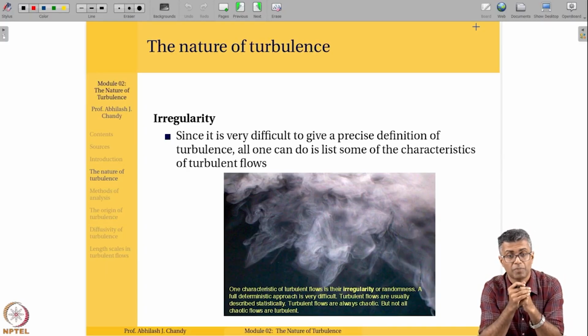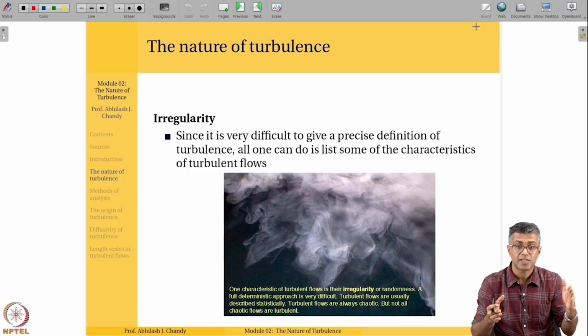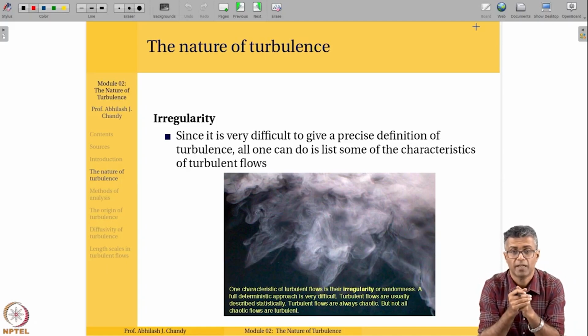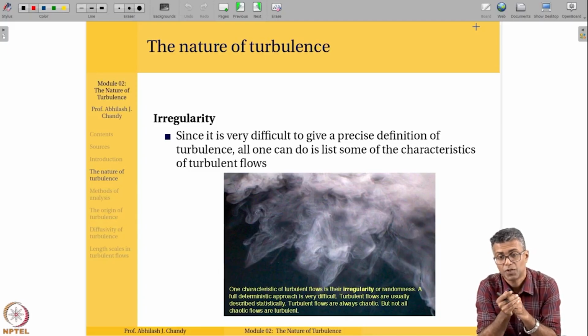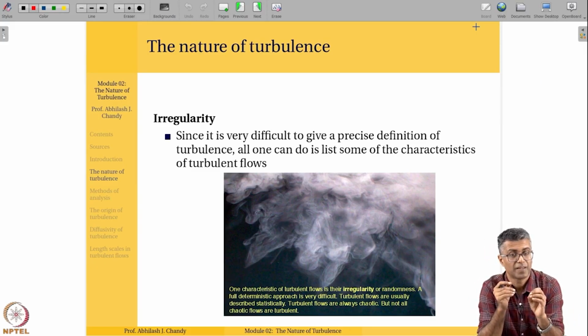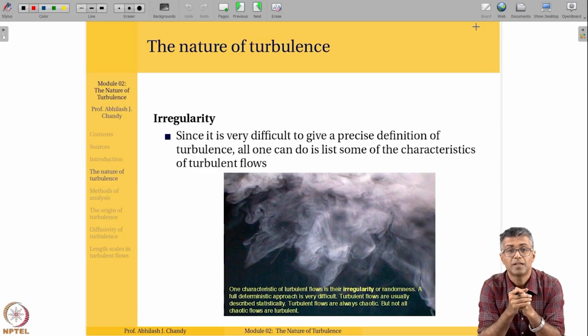And according to Tennekes and Lumley, and there are some contradictions here because the book was actually written in the 1970s. The understanding of turbulence, the description of turbulence has evolved over the last few decades. So this description of Tennekes and Lumley has changed slightly, and we talk about this. A fully deterministic approach is very difficult, and so turbulent flows are usually described statistically, according to Tennekes and Lumley. So the prevailing view at the time when Tennekes and Lumley wrote the book was that turbulent flows are random.